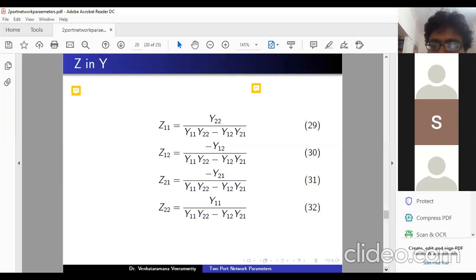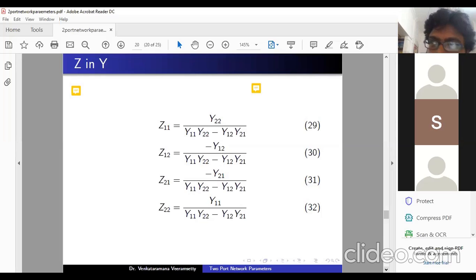See, forget about the value for only 1 minute. Otherwise, we will continue tomorrow also. What is the determinant of the Y matrix? If the Y matrix has the values y11, y12, y21, and y22, what is the determinant? Z11 into 1 by Z22 minus 15. No, 1 by 15. Y matrix determinant, you are saying?